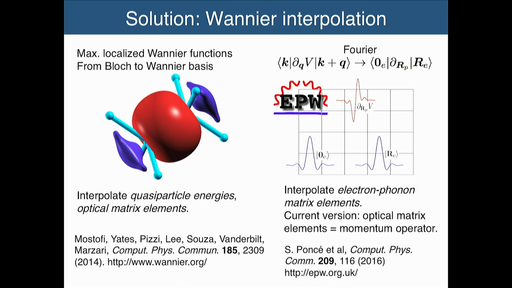One note here is that in the current version of the code, the optical matrix elements are those of the momentum operator. I want to make a comment here that when you have a pseudopotential, the momentum operator is not the right operator to use. We have to use the velocity operator that is independent of your pseudopotential. And we're working on changing that. The two of them typically differ by a small factor, but we will have velocity implemented soon as well, because the velocity can be interpolated with the Wannier basis as well.